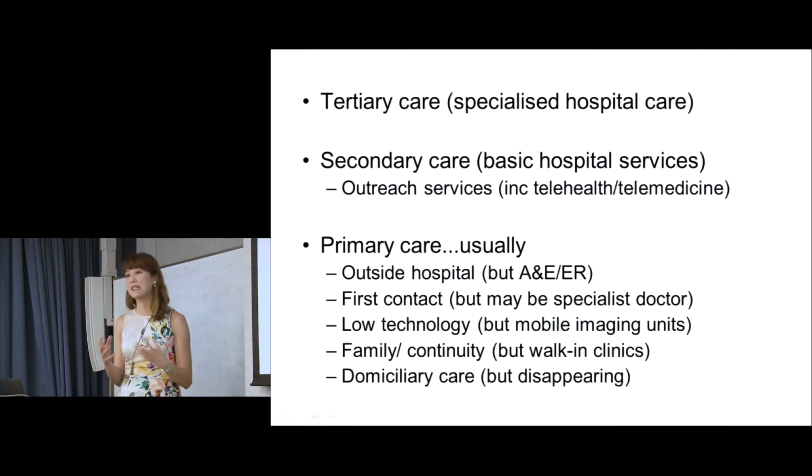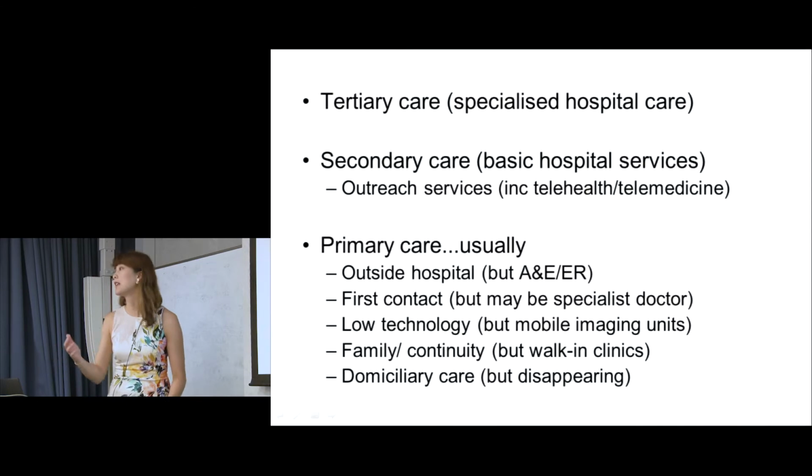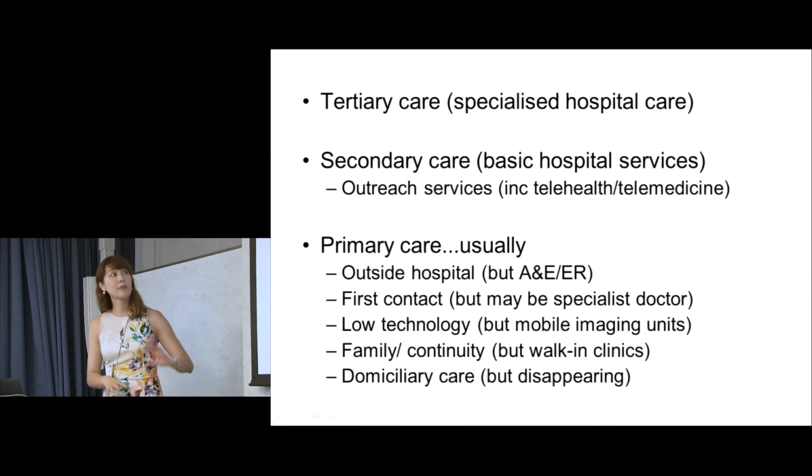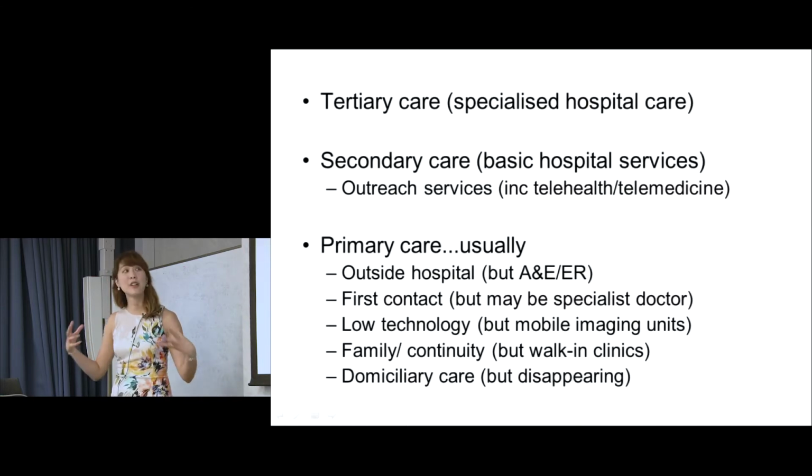Domiciliary care is vanishing, but it means people attending to care in people's homes. I think in low and middle-income countries that can still happen, in rural places. All that is primary care. Secondary care is probably where many of us have also worked: hospitals, usually bigger health facilities, with basic hospital services. And then we've got the next level up, which is tertiary care.